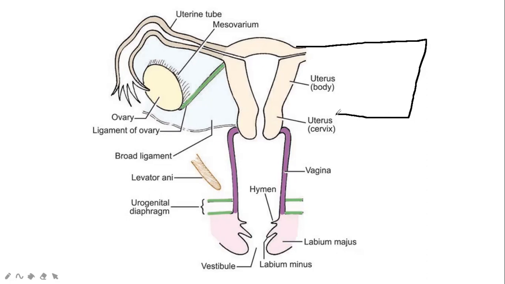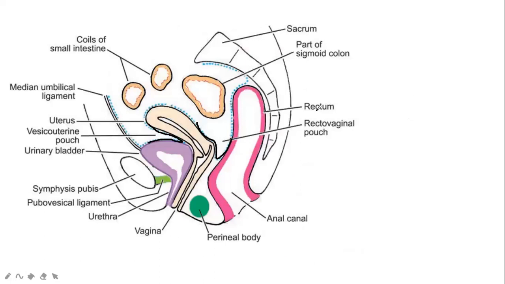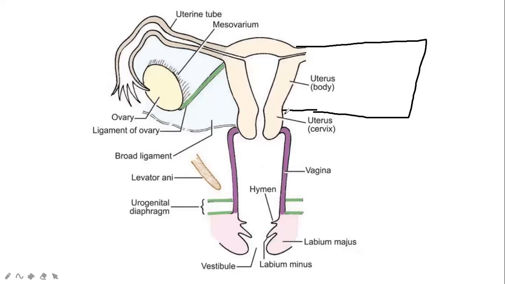So remember, I said the level of the internal os. Below the level of the internal os, we have a thickening of fascia, a thickening of pelvic fascia there, right? That is what we call the parametrium.